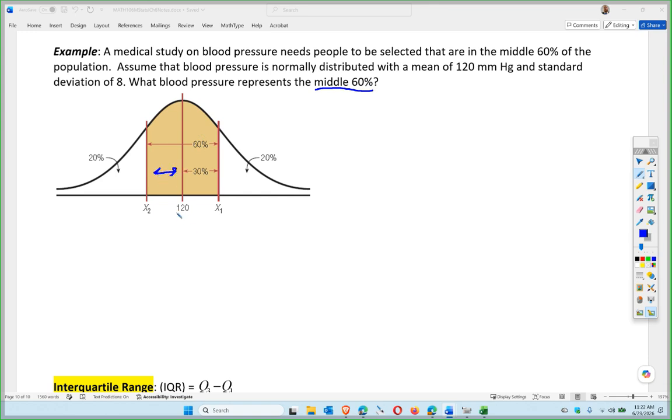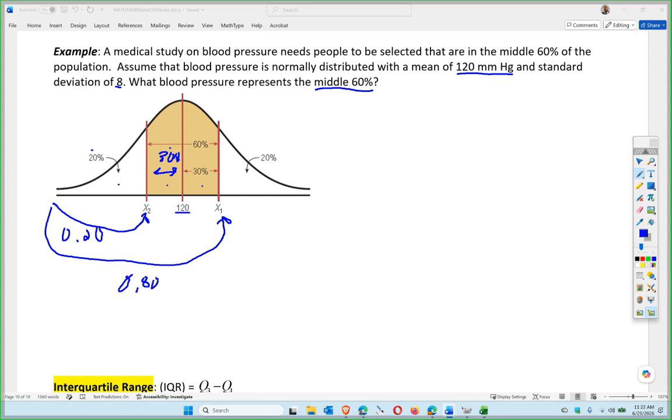Which is 120 millimeters of mercury, right? Okay, and it deviates by 8. So from here to here, right, is 0.20, correct? Because 30, right, plus 20 is 50, correct? So from here to here, right, is your 50 plus 30, which is your 80, correct? Okay, so you actually have to calculate two different things here to be able to get to the x's.